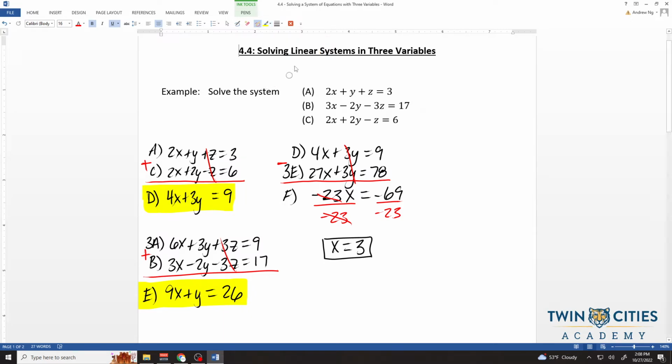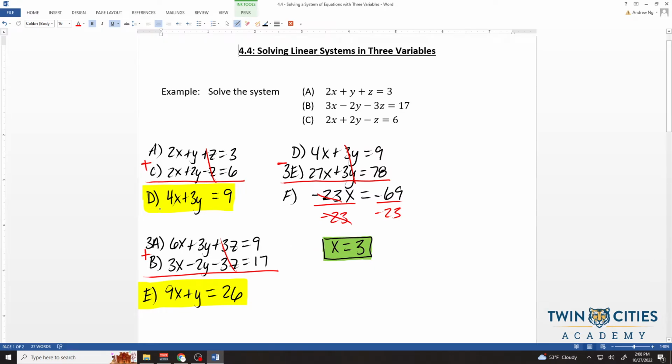All right, let's highlight that in green. That is a solution of ours. Are we done? No. We still need to find y and z. So once you find your first variable, x equals 3, what you're going to do is take a step back. Where did this come from? Well, that came from equations D and E. So you're going to take a step back to either D or E, doesn't matter, your choice, and you're going to plug in x equals 3.